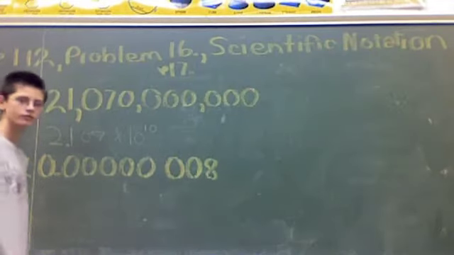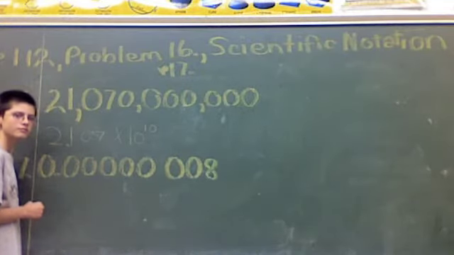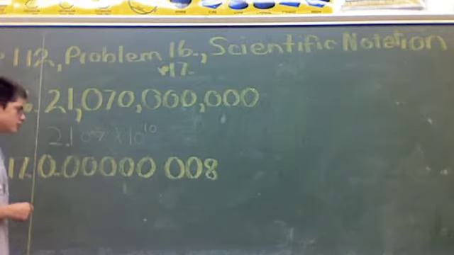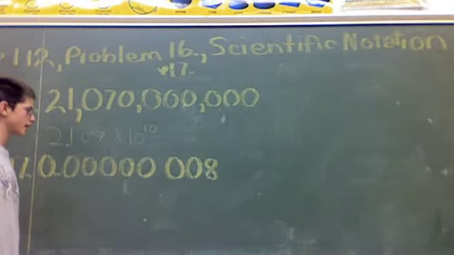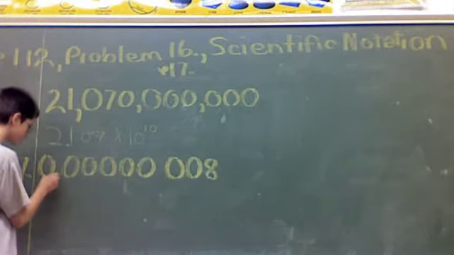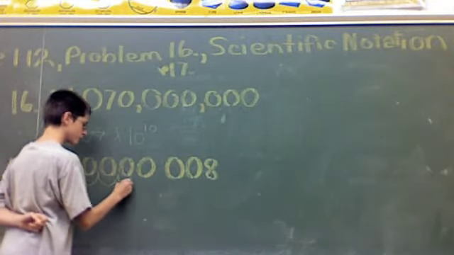Okay, Matt's going to show us number 17 on page 112 and put that number into scientific notation. So Matt, what's the first rule? If the number is smaller than 1, you have to move the decimal to the right behind the first non-zero digit. Okay, so he's moving the decimal to the first non-zero digit.